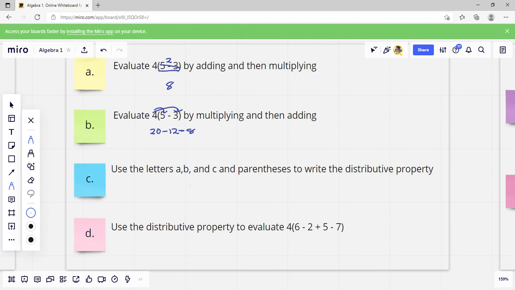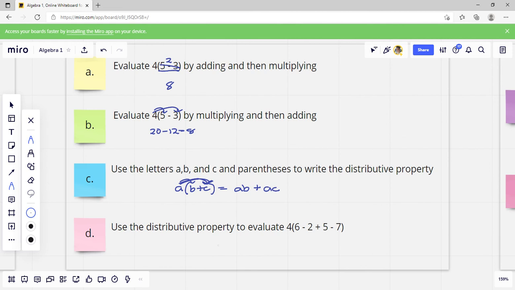Use the letters A, B, and C and parentheses to write the distributive property. So that was our A plus B. Wait, no. A comes first. Let's see. It was A times (B plus C), and this is in your book, equals, if I distributed that, did my rainbow, AB plus AC. So my A has to distribute over to that as well.